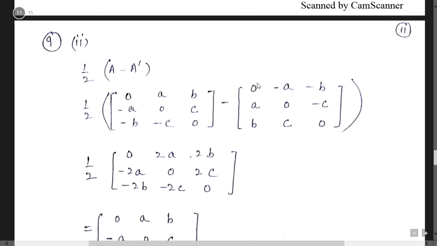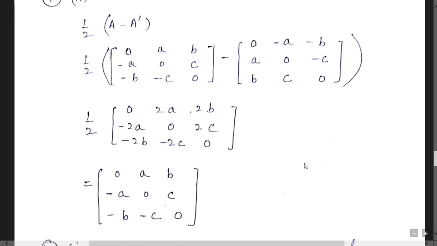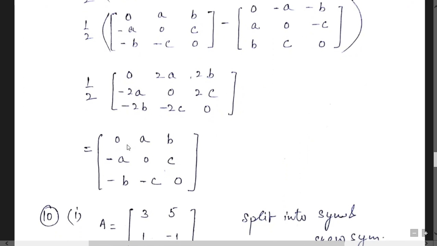Then subtract the matrices. It will double each time. Because A minus minus A, it's 2A, B minus minus B, it's 2B. Similarly with the other elements. Then divide by 2, the value is [0 A B; minus A 0 C; minus B minus C 0].